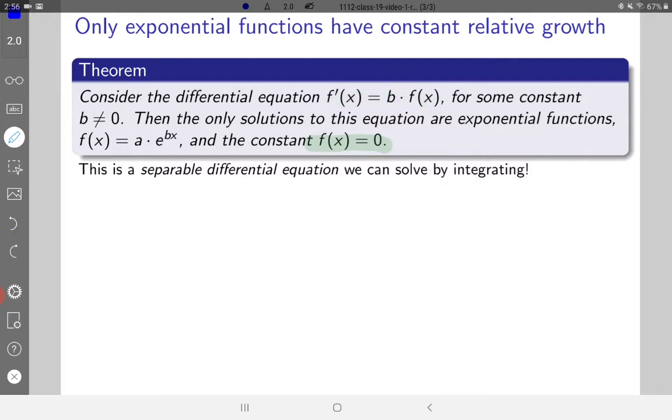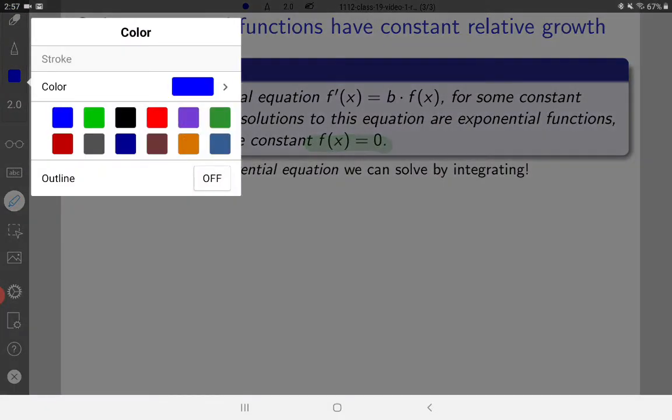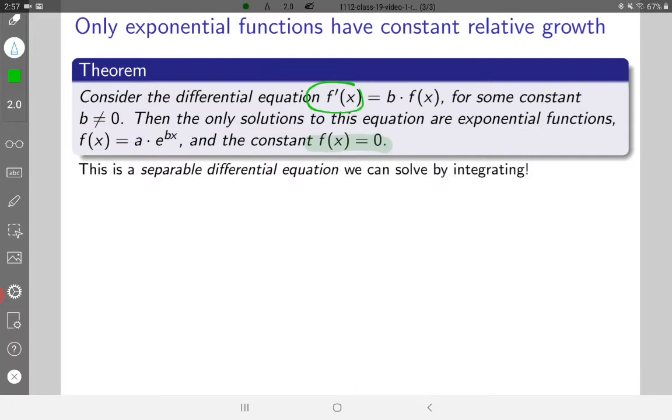So what we're going to show here is solving a separable differential equation to demonstrate that only exponential functions come out of this process. So up here, when I say f prime of x, let's think of that as the output y, its derivative with respect to x. This is another notation we have for writing derivatives. And that's equal to a constant b times y, the function f of x.